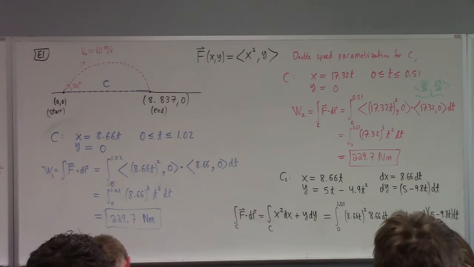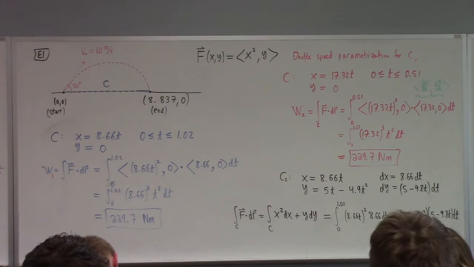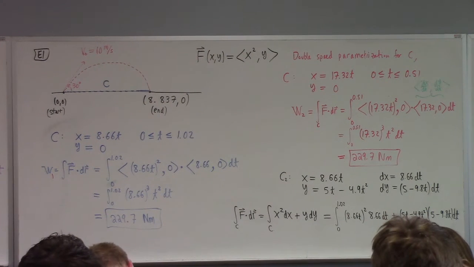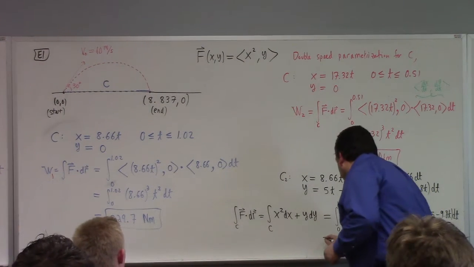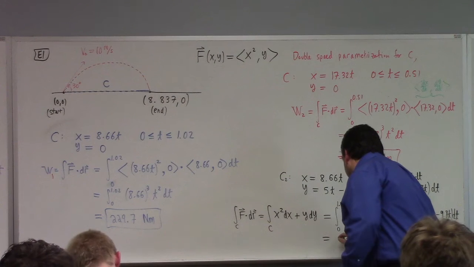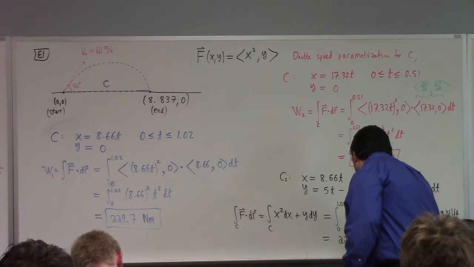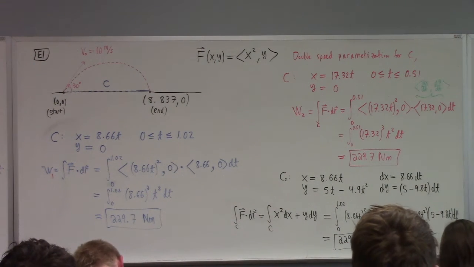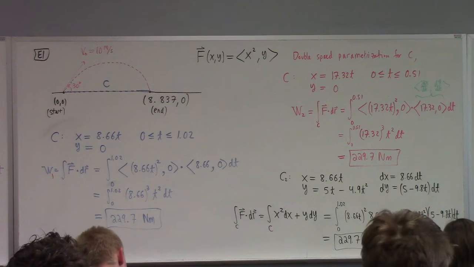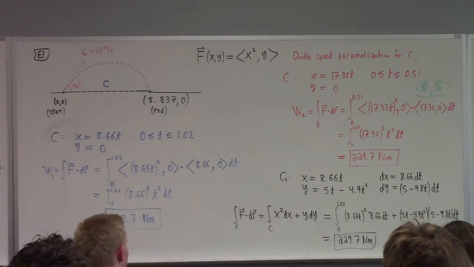So we have an integral from 0 to 1.02 of a quadratic, maybe a cubic. I think it's quadratic. Guess what it works out to? What's that? Nope, I'm wrong. 229.7 would be correct. That is what it works out to, Newton meters. That's because this vector field, this force field, has a property which is called path independence.